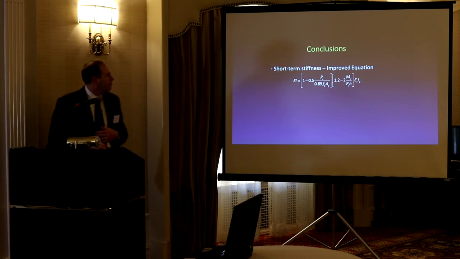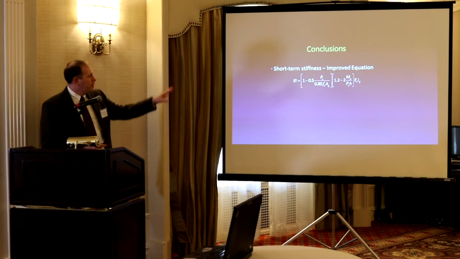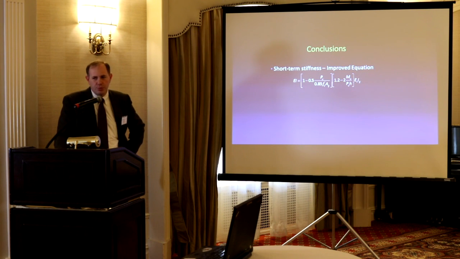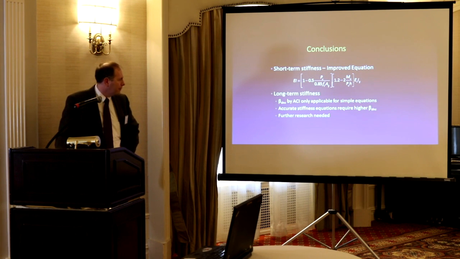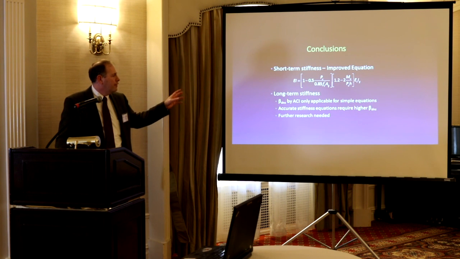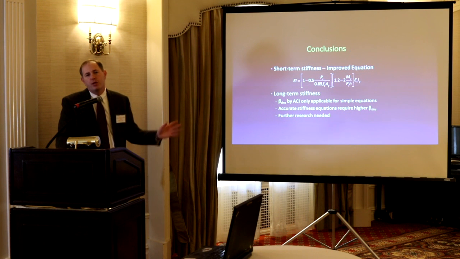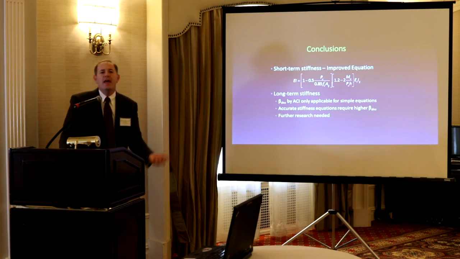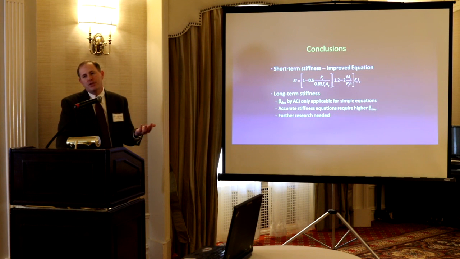So conclusions, this equation works really well for short-term stiffness. So this would be a good way to proceed further. The long-term stiffness of the beta dns, and I just want to stress that, it's really only applicable for the simple equations. If you use Kuntia, that is not a good idea because accurate stiffness, it also already can be unconservative, and then I'm not going to cut it down enough by the sustained load effect.